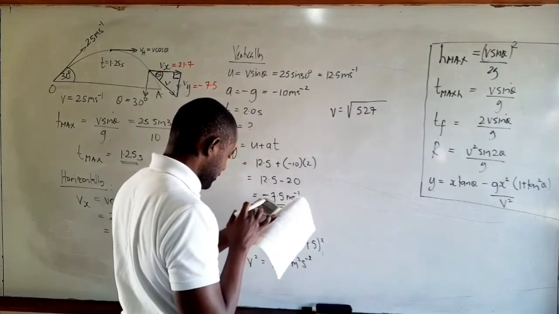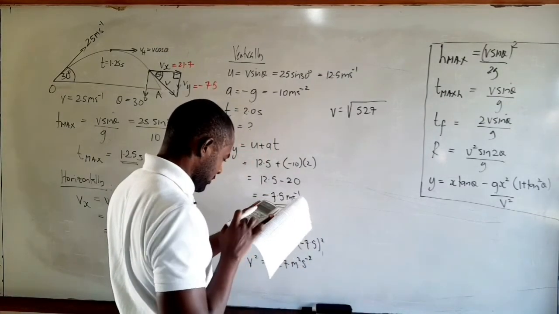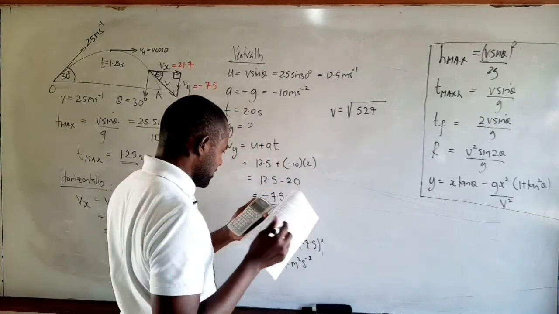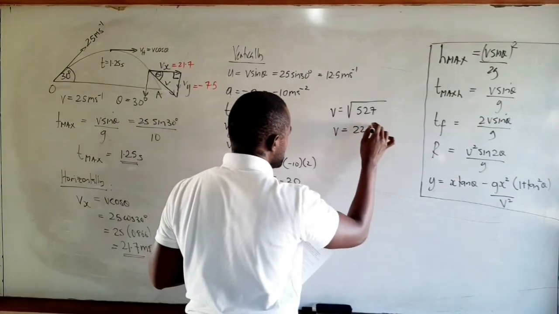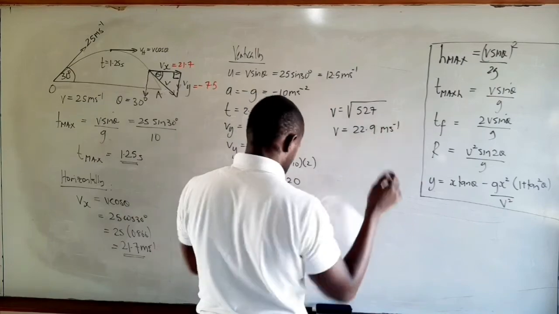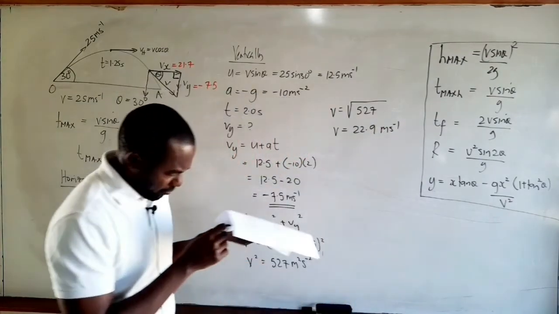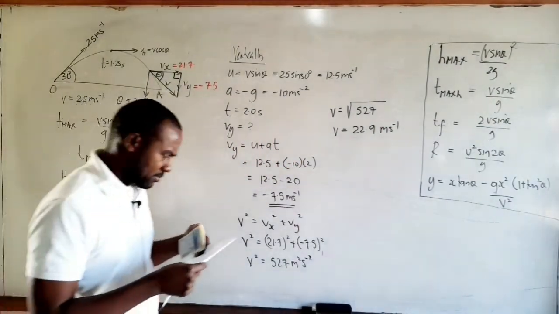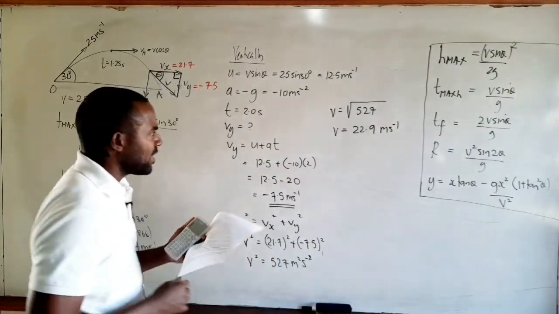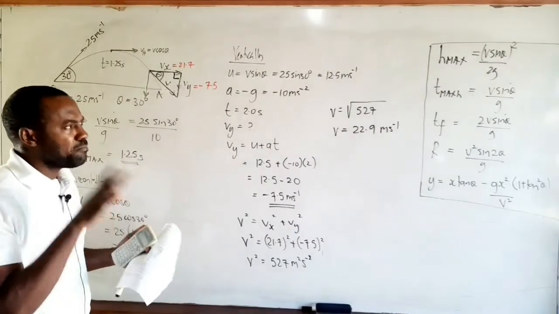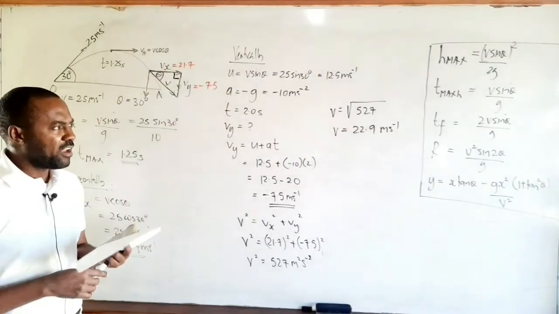Second function, square root, second function, answer. And this gives us approximately 22.9, or we could round to 23. So approximately 23 meters per second. But let's leave it at 22.9. So approximately 22.9 meters per second. So that is the magnitude of the velocity.